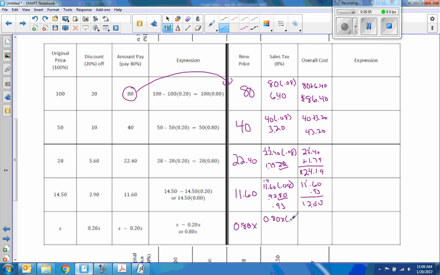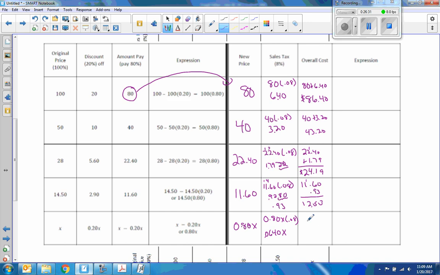0.80x times 0.8. So when we're multiplying a number times, this is called a coefficient, from a variable, you just multiply the numbers and the x is going to stay there. So it's 8 times 0 is 0. 8 times 8 is 64. And I have 1, 2, 3, 4 decimal places.